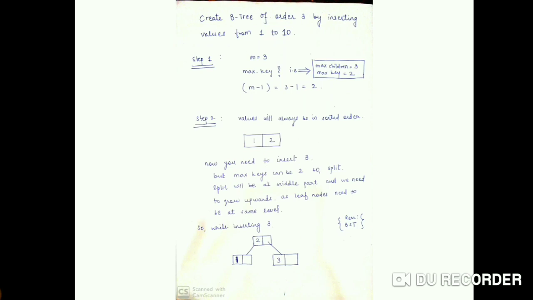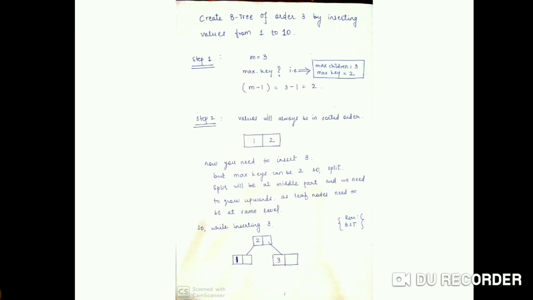What is step 1? Order given means M given, right? So M is 3. So what will be the maximum key? We have already seen the properties that if M is equal to 3, that means maximum children will be 3, right? So if maximum children will be 3, then maximum keys will be M minus 1, that is 2, correct? So, clear about step 1?